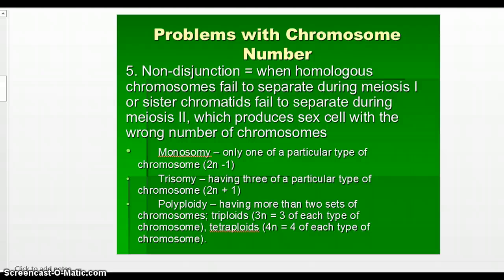Non-disjunction, again, is when homologous chromosomes fail to separate during meiosis 1, or sister chromatids fail to separate during meiosis 2, which produces sex cells with the wrong number of chromosomes. Again, we're having a whole extra, thousands of extra genes that are not needed, or thousands of missing genes. There are many examples of this, and a lot of it has to do with plants, so we're not going to really talk about it. I have extra information on this slide, but you really just need to understand non-disjunction.